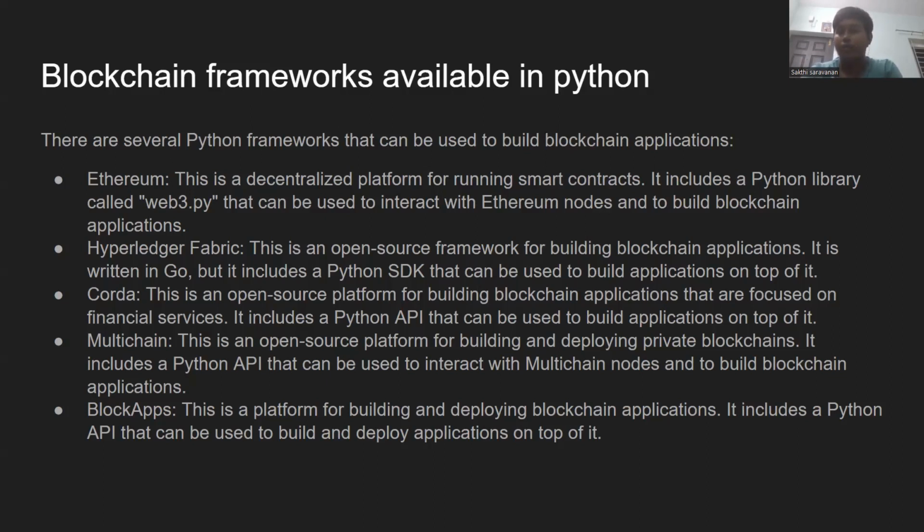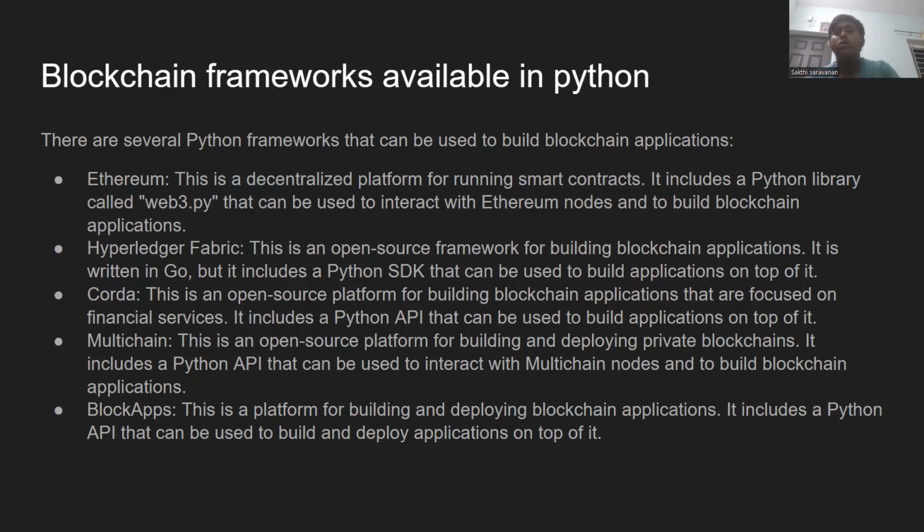Now, Hyperledger Fabric is another framework. It's an open source framework for building blockchain applications. It is primarily written in the Go language, but it also includes a Python SDK so that we can build applications on top of it. Now, there are n number of frameworks, and these are the other two.